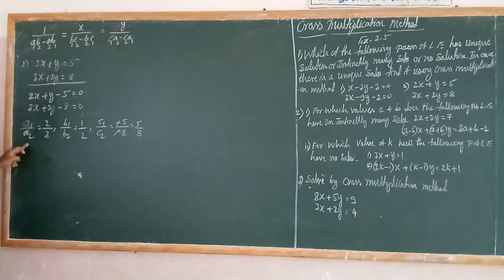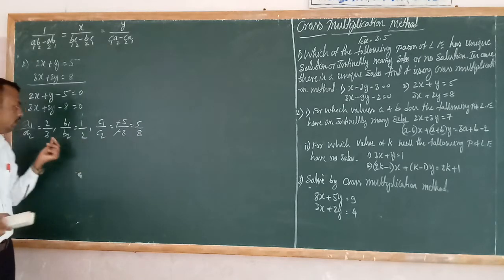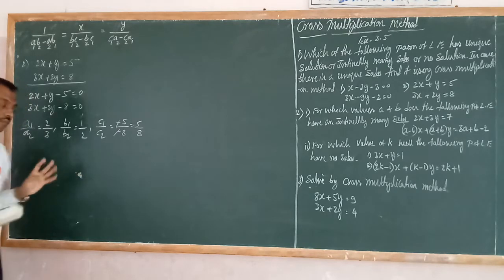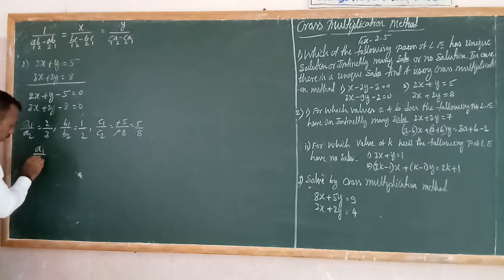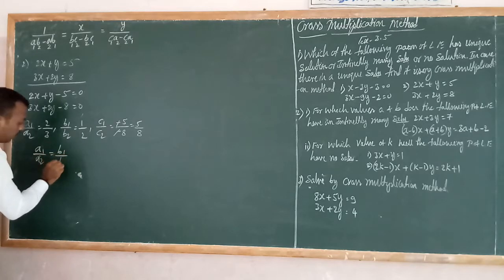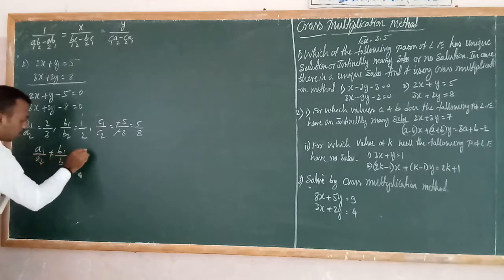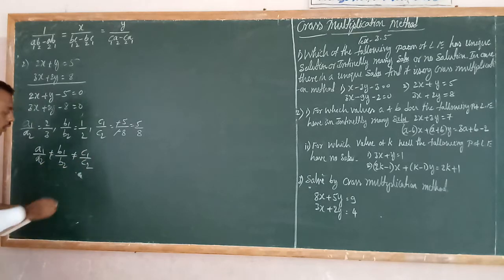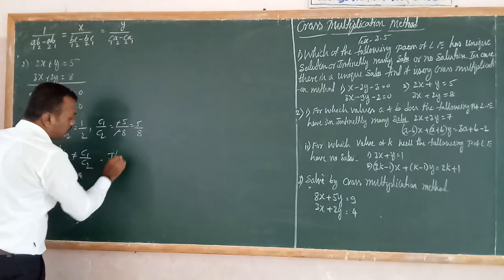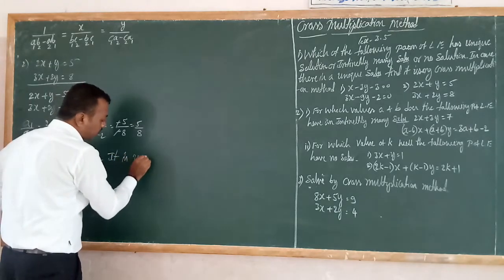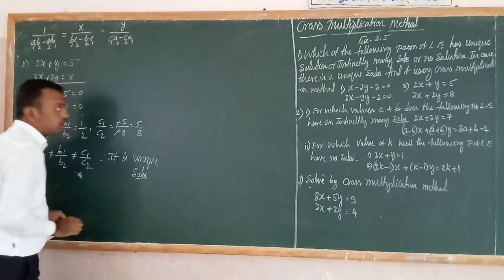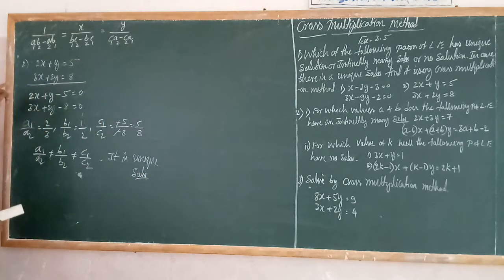Here, students, a1 by a2, b1 by b2 and c1 by c2, these values are not equal to each other. Therefore, it is a unique solution. Yes? Okay? a1 by a2 is not equal to b1 by b2 is not equal to c1 by c2. Therefore, it is a unique solution.